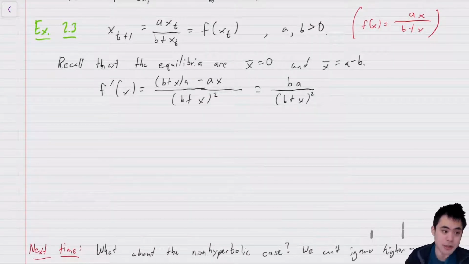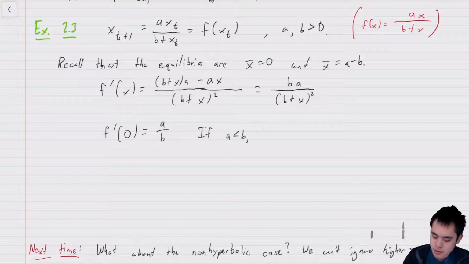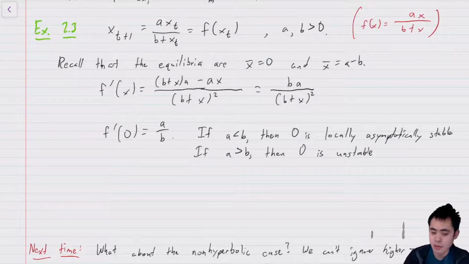And now all I have to do is plug in the values for the different equilibria. So f prime of 0, you plug in 0 for x, and so the bottom is b squared, the top is ba, so that's just equal to a over b. So if a is less than b, then 0 is locally asymptotically stable. And if a is greater than b, then 0 is unstable, because the absolute value is greater than 1.